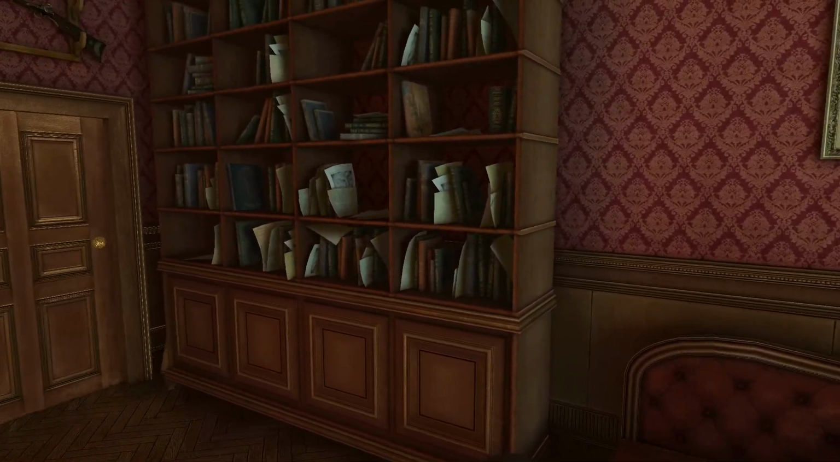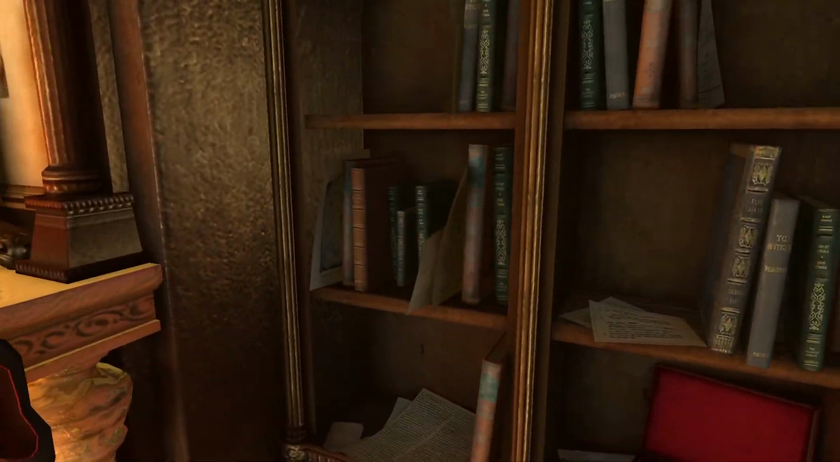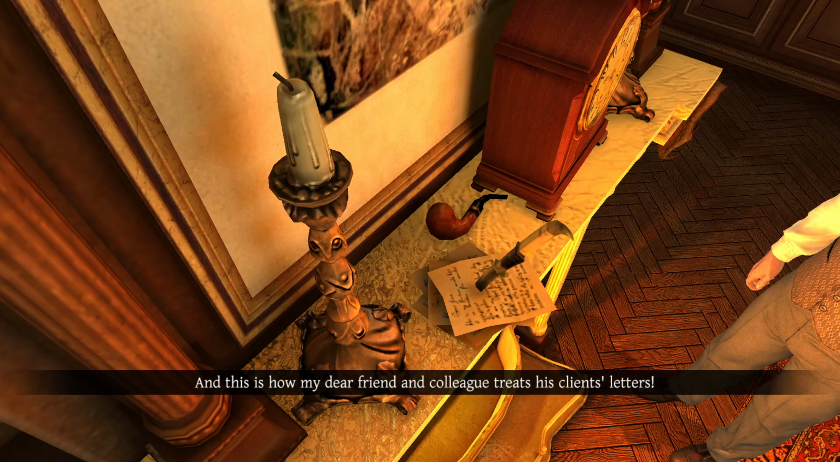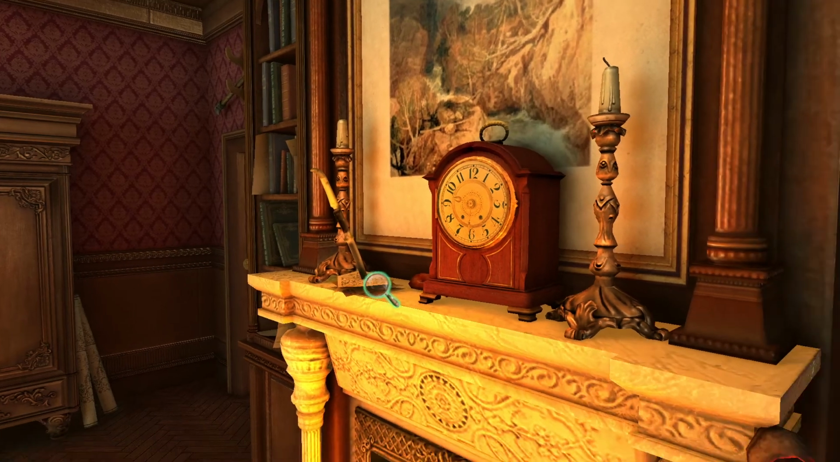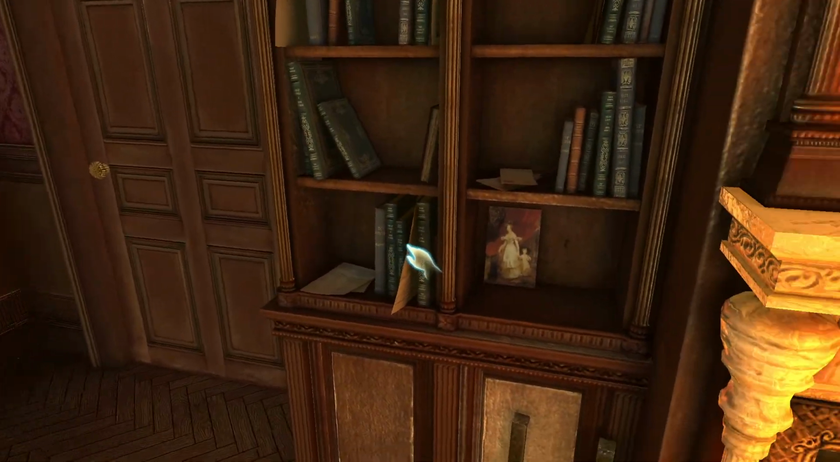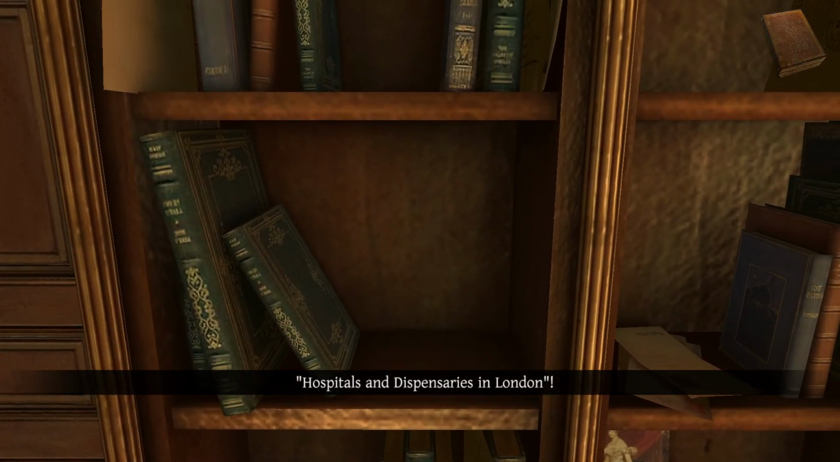Okay. Why do we need to get them? Is there something? What is that? And this is how my dear friend and colleague treats his clients' letters. Okay. What is this? We have two things here. What is that? Hospitals and dispensaries in London.